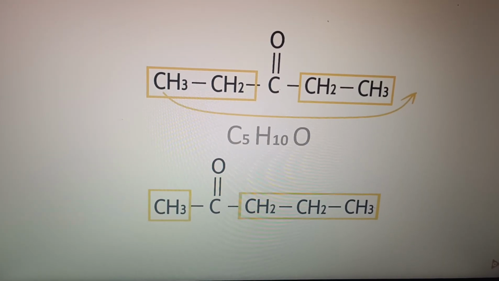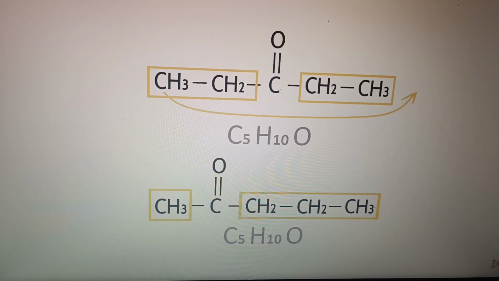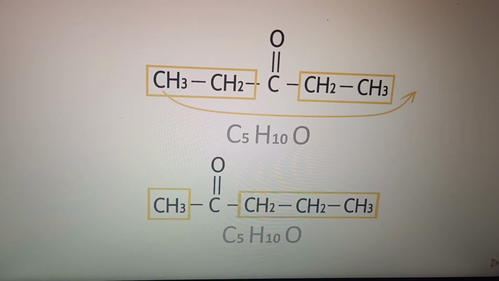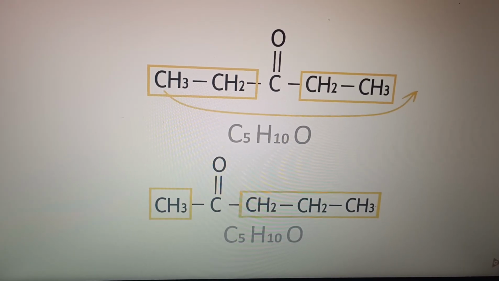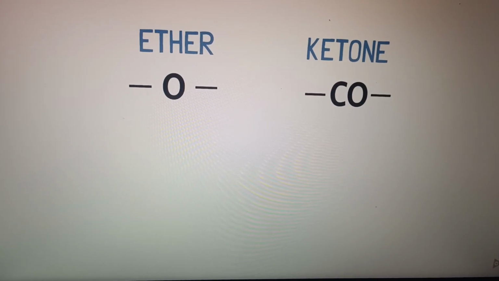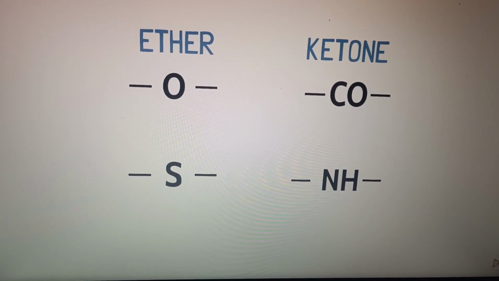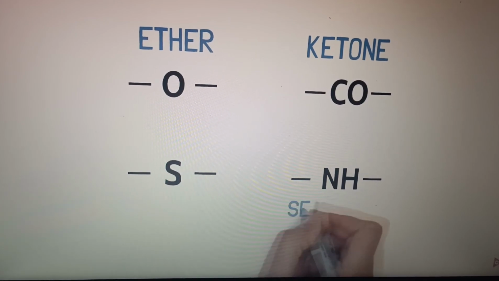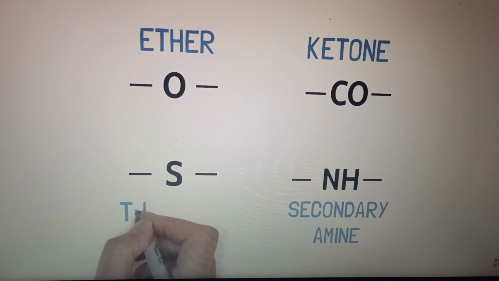So now look at their molecular formula. The first one is C5H10O and the second one is also C5H10O. So there is no change in the carbon chain. And ether and ketone, the secondary amine and thioether also show metamerism.